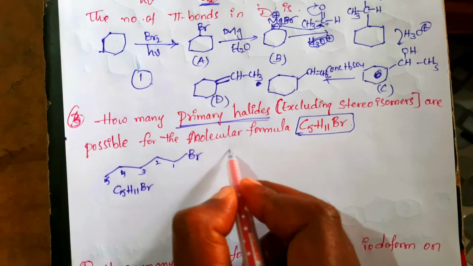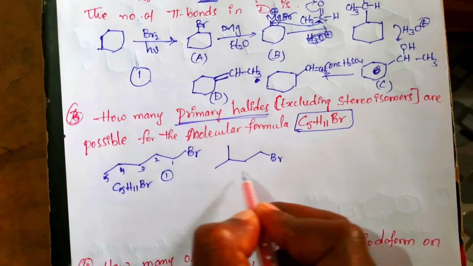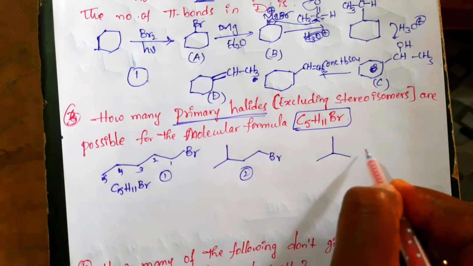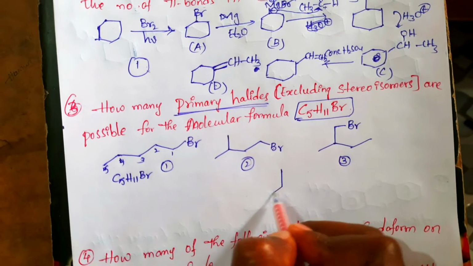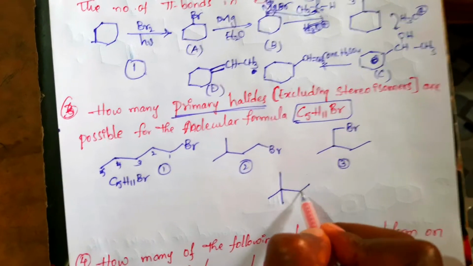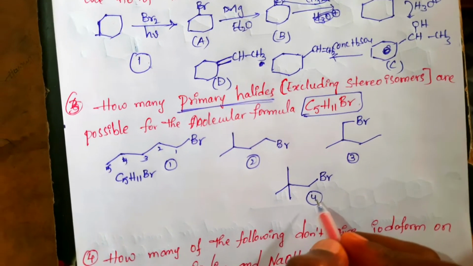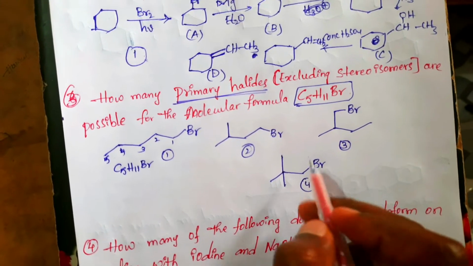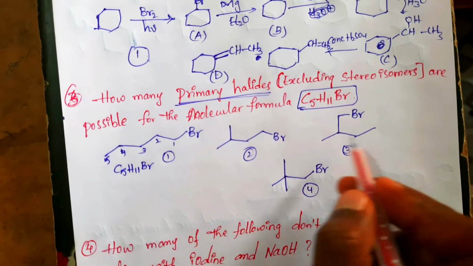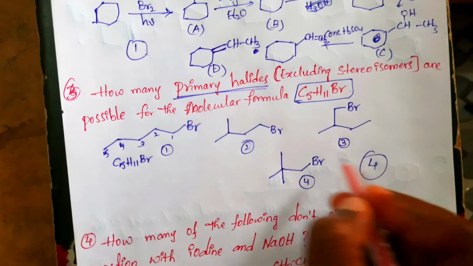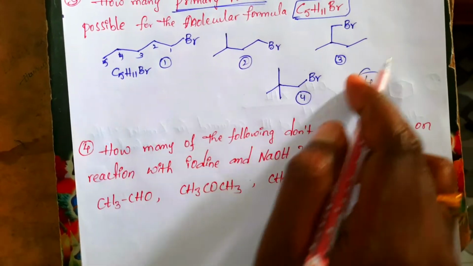So this is a primary halide. One more possibility is isobromide. Another possibility is here, so this is the third one. One more is neopentyl. They are asking only primary halides, excluding stereoisomers, so this is the fourth one. So C5H11Br has a total of 4 primary isomers possible. Is that clear? This 4 should be different ones.